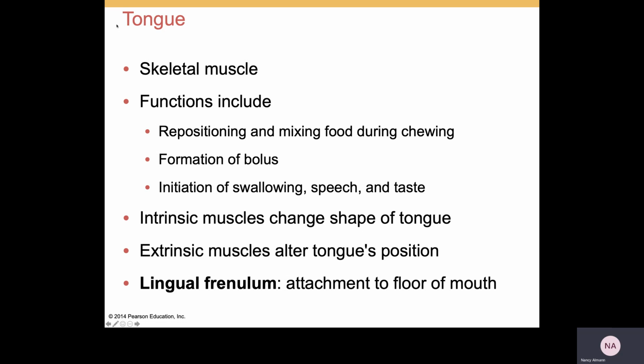We'll have muscles that will either change the shape of the tongue or alter its position so you can flip food over and over. And you have a small attachment known as the lingual frenulum, which is going to allow the tongue to be connected to the floor of the mouth.